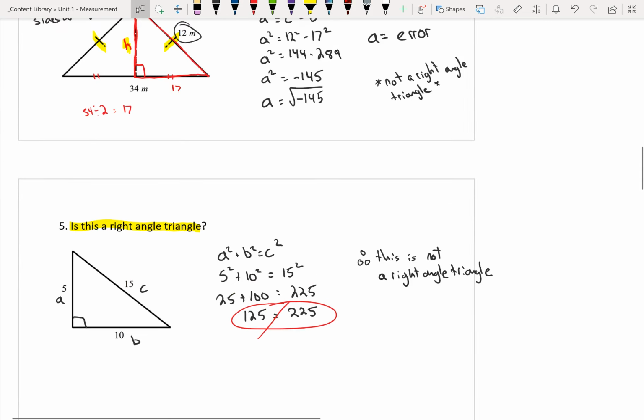So from this note, we should be able to use Pythagorean theorem to find our missing side lengths, whether it's the hypotenuse or the leg, and to determine if it is a right angle triangle.